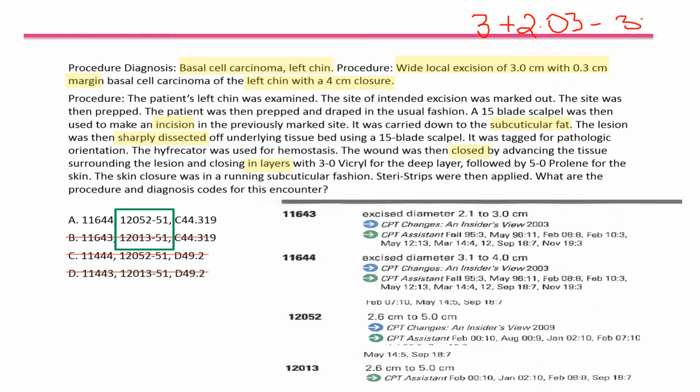So I'm going to pick up the code 11644, that is for the excision, and 12052, it is again the intermediate repair. And what is the repair? It is a 4 centimeter closure. And we have the diagnostic code C44.319, and it is for the basal cell carcinoma. So my answer is A.